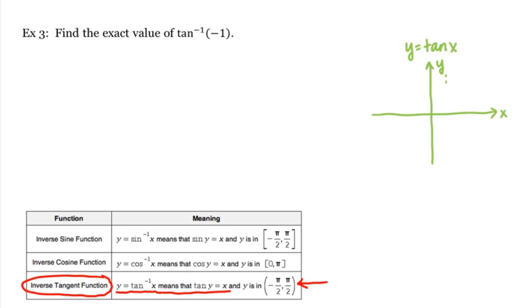Its graph has vertical asymptotes at π/2, at 3π/2, and so on, as well as -π/2 and -3π/2, and so on. And within each of these consecutive vertical asymptotes, tangent looks like this.